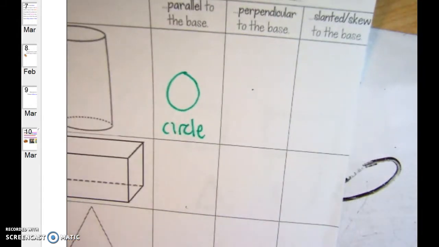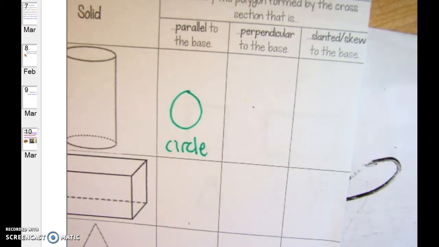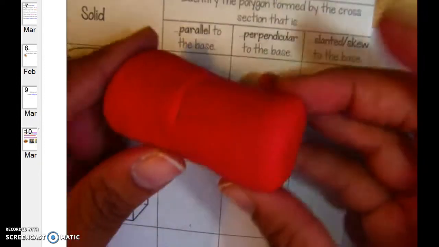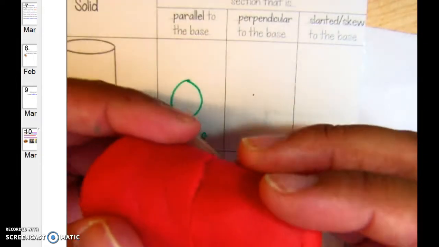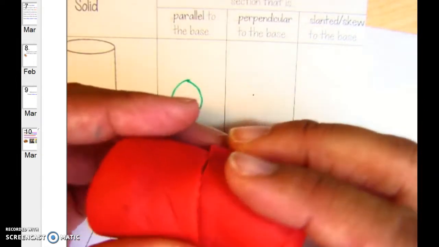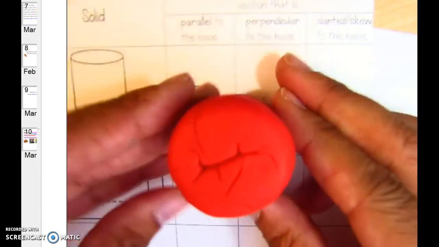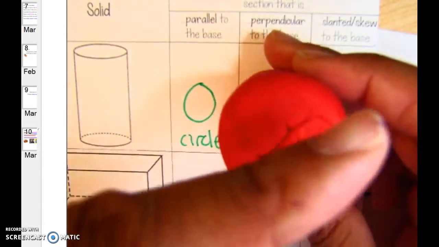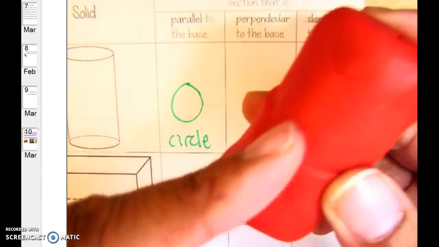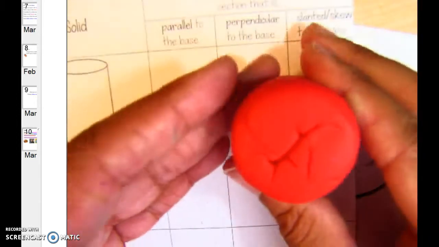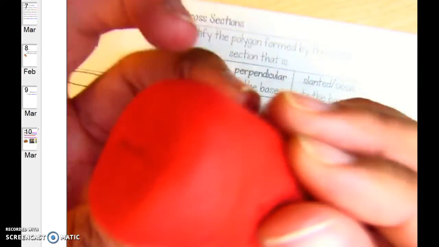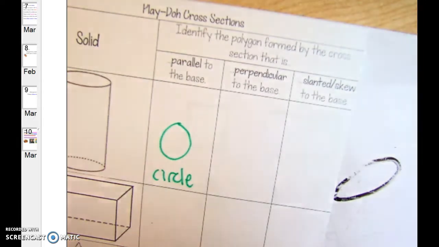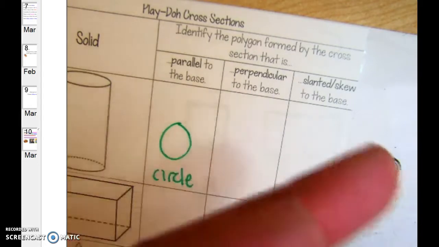Then perpendicular. Perpendicular lines cross and make a 90-degree angle. We've been talking a lot about angles. So I'm putting my little cylinder back together because I sliced it parallel to the base. So I'm mushing it back together. And now I'm going to see if I cut it perpendicular, if I make a cut this way, what will I see when I open it up? And I want to make sure I have two pieces, not four. So I'm really trying to get these to go back together. I might wind up with four.